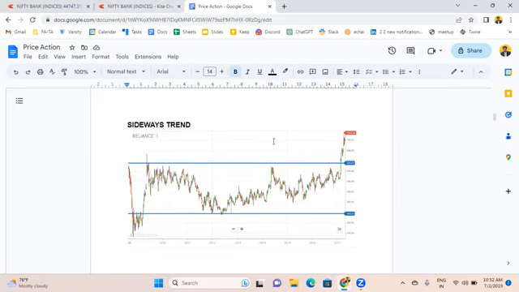So these were the basic fundamental concepts of price action. I hope this was insightful for you. Let's see candlestick, price action, etc. patterns in the next session.